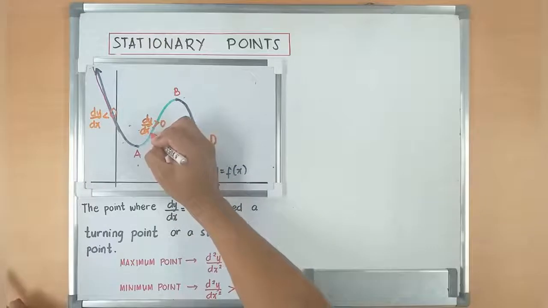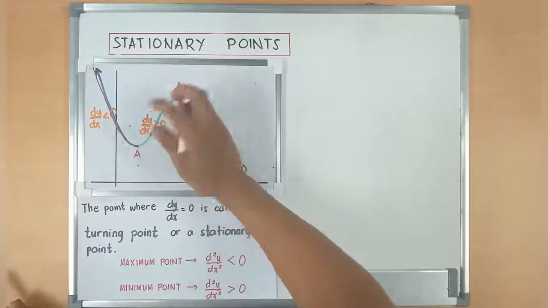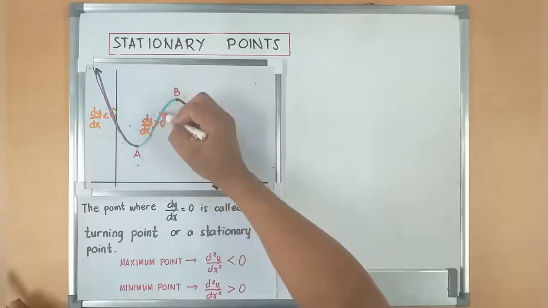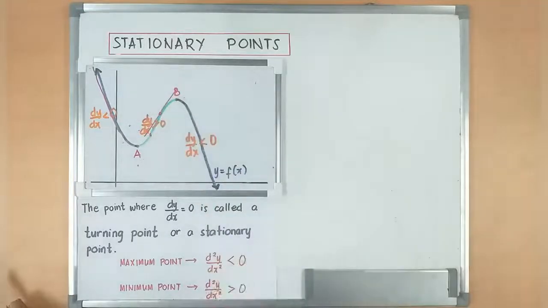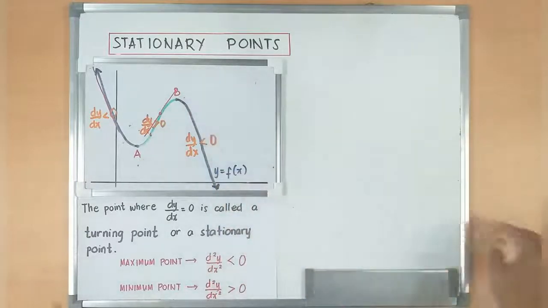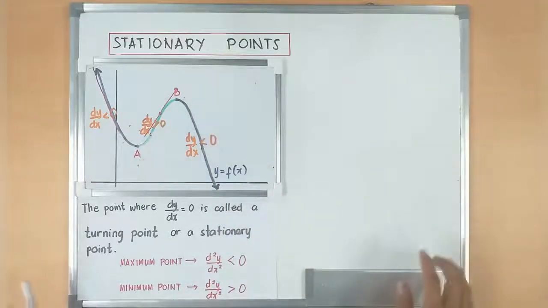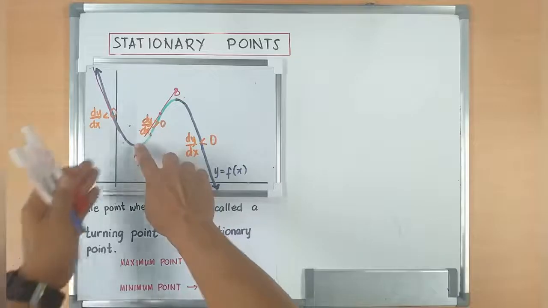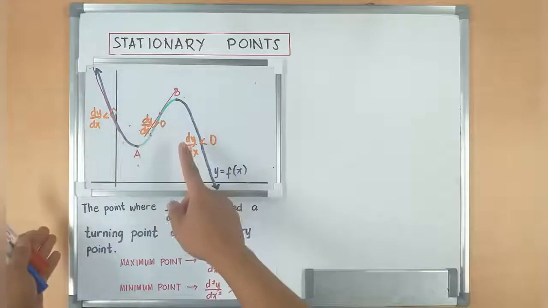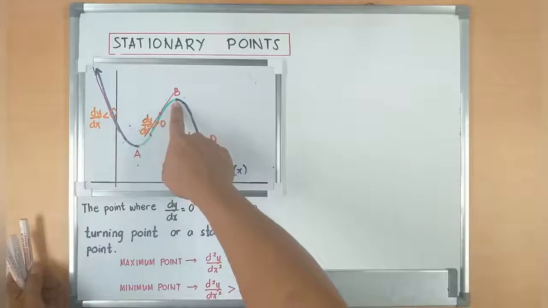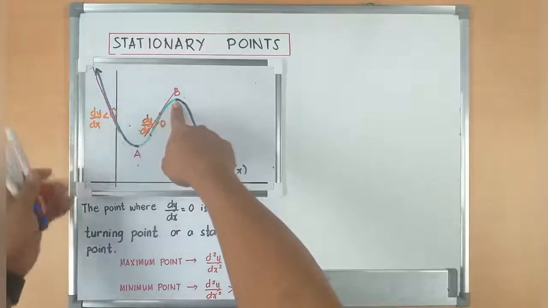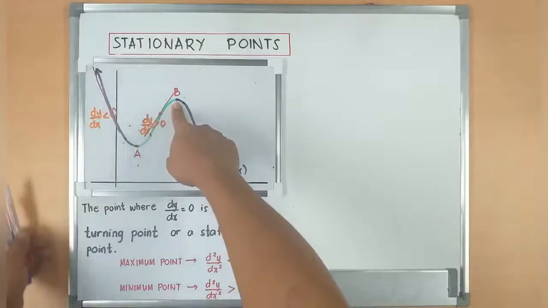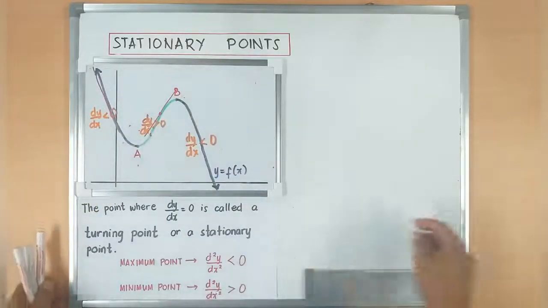But if I put a tangent on this point, in this position, it means it's positive. Also here it will still be negative. So you know that for a minimum point, on the left the gradient is negative and on the right it is positive. For a maximum point, on the left is a positive gradient and on the right is a negative gradient.